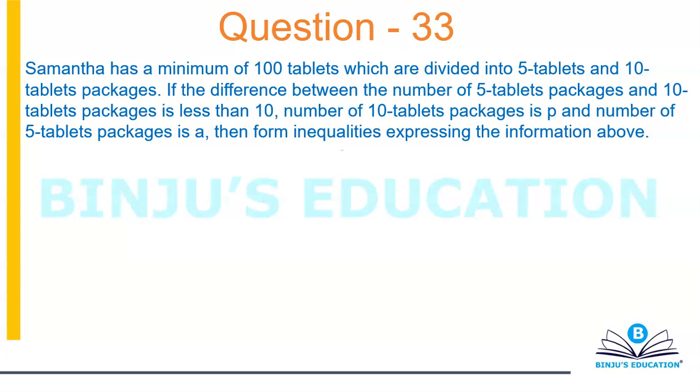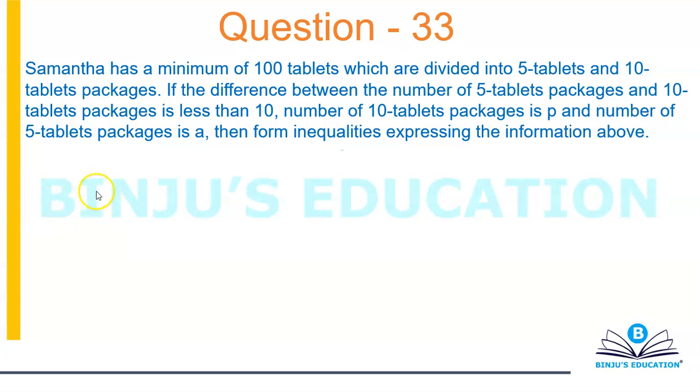So Samantha has a minimum of 100 tablets which are divided into 5 tablet and 10 tablet packages. If the difference between the number of 5 tablet packages and 10 tablet packages is less than 10, and the number of 10 tablet packages is P and the number of 5 tablet packages is A, then form inequalities expressing the information above. Alright, this seems like an easy question to me.